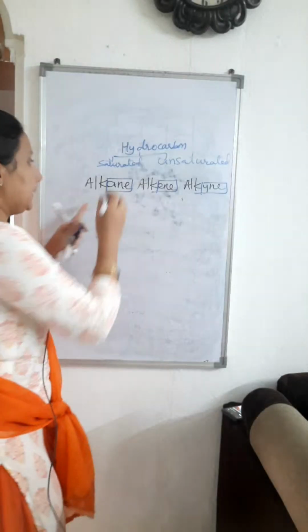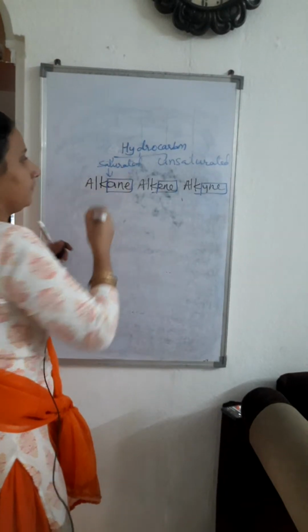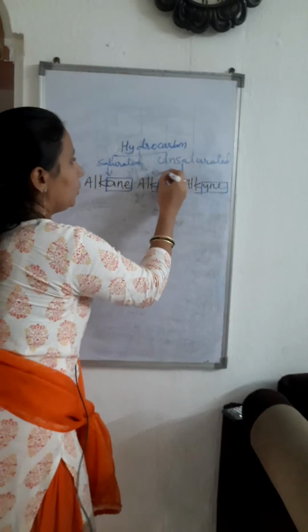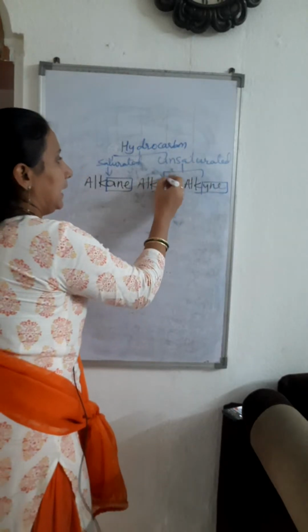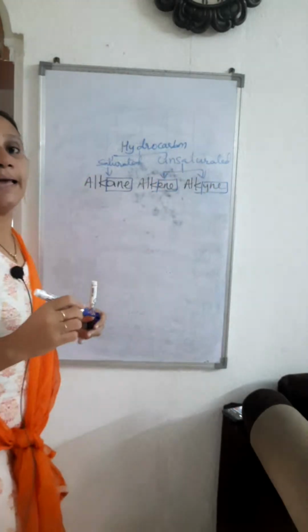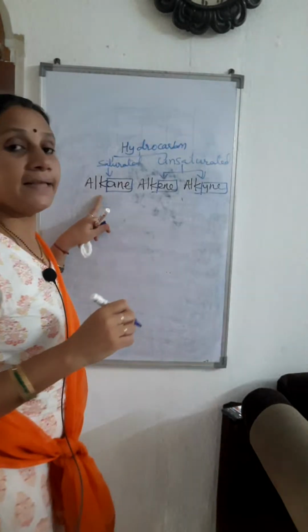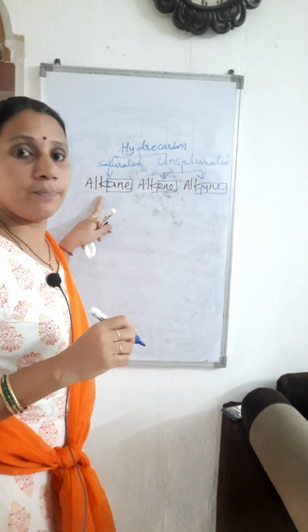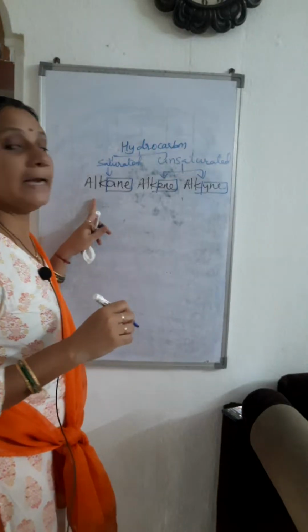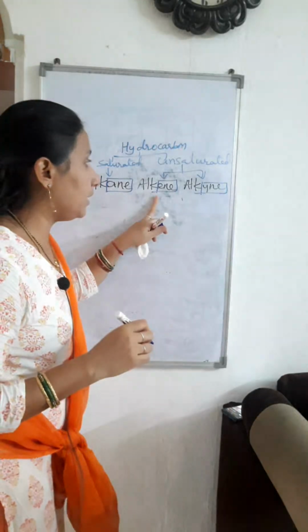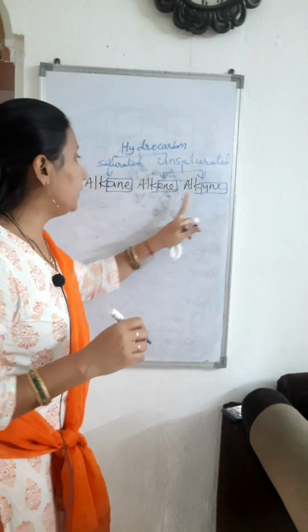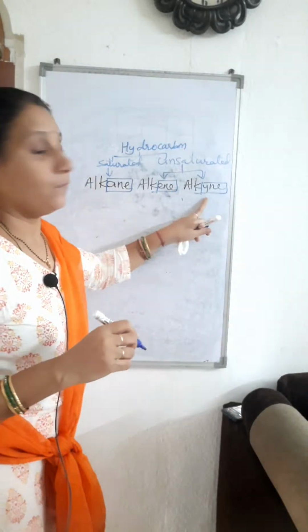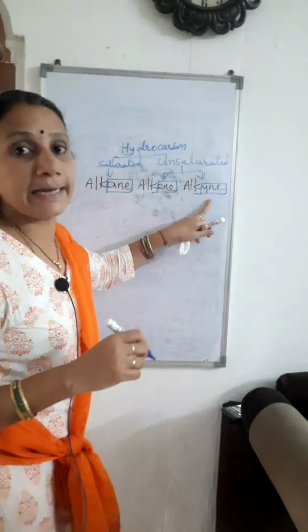Saturated ones are alkanes. For unsaturated, there are two categories: alkenes and alkynes. What are alkanes? When there is a single bond between carbon and carbon, they are alkanes. When there is a double or triple bond between carbon and carbon, we call them alkene and alkyne.